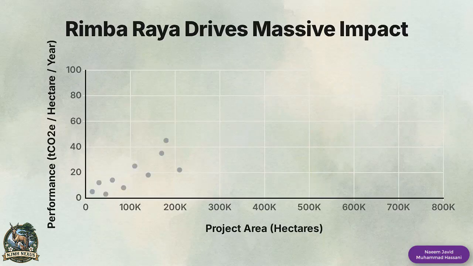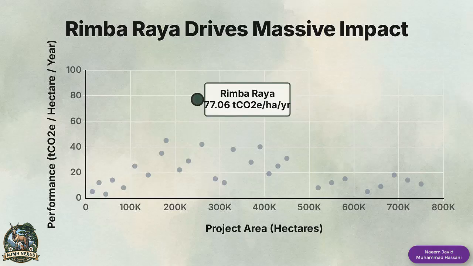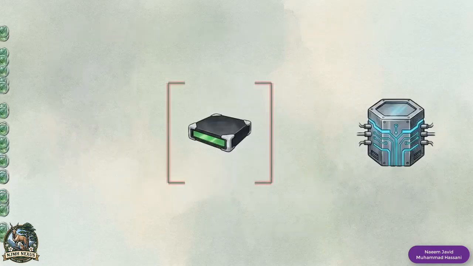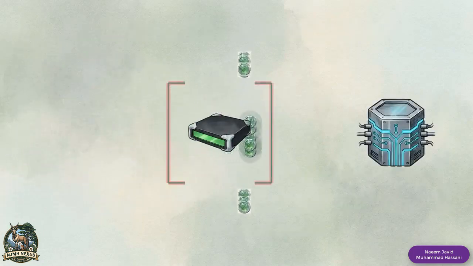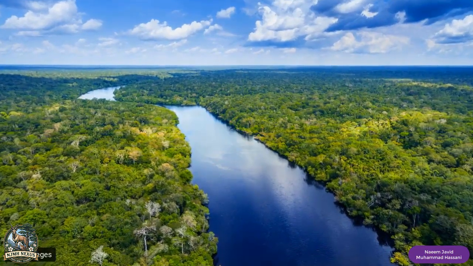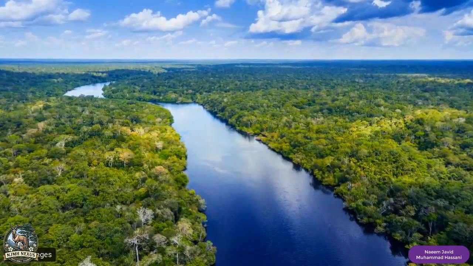This scatterplot of active REDD+ projects shows how these rules play out. The Rimba project is a massive outlier, avoiding over 77 tons of CO2 equivalent per hectare every year. Conversely, the Biocorridor Martin Zagrado project generated only 0.2 tons per hectare annually. A performance gap of this scale is why mandatory uncertainty buffers and rigid additionality tests are the only way to protect the integrity of the forest carbon market.